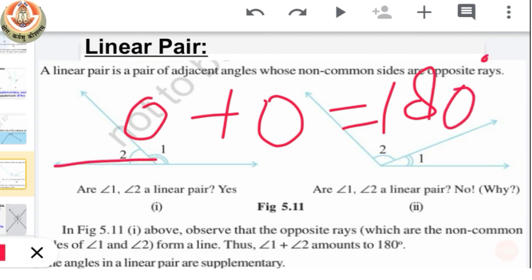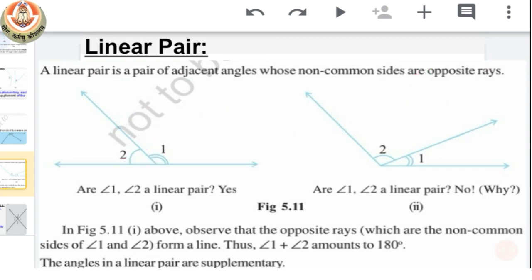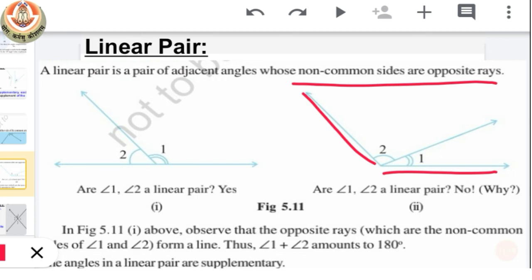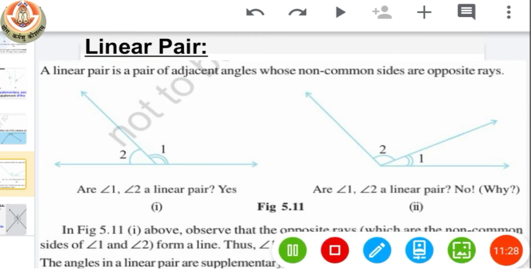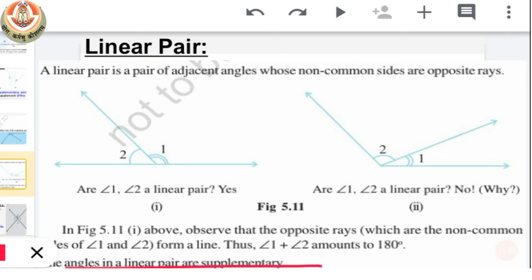Okay, now here you can see when we add angle 2 and angle 1, we get 180 because together they make a straight line, which means 180 degrees. Whereas in another figure there is no straight line, meaning the non-common sides are not opposite rays, so it is not a linear pair. Now read further, in the last: the angles in a linear pair are supplementary. And we know that supplementary means when we add two angles, their sum should be 180, then they are known as supplementary. Okay.